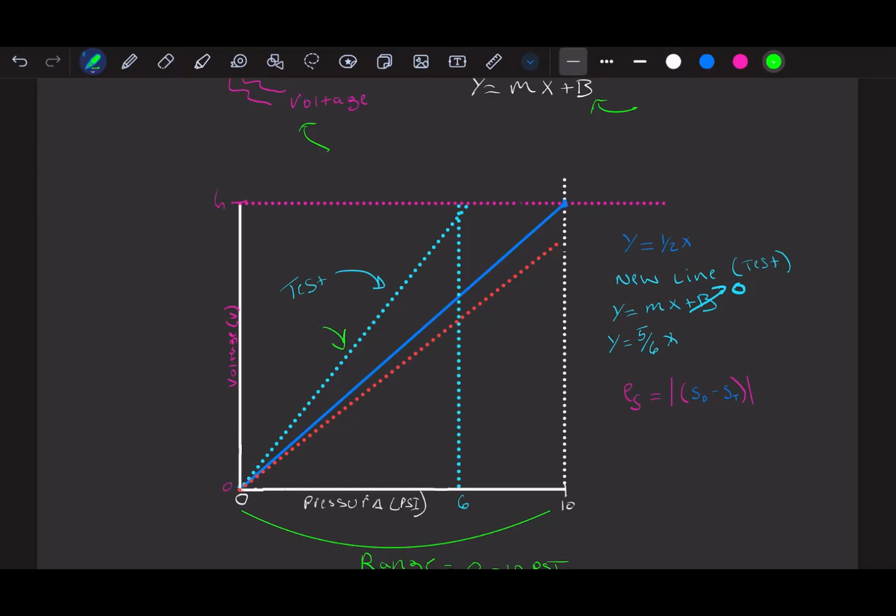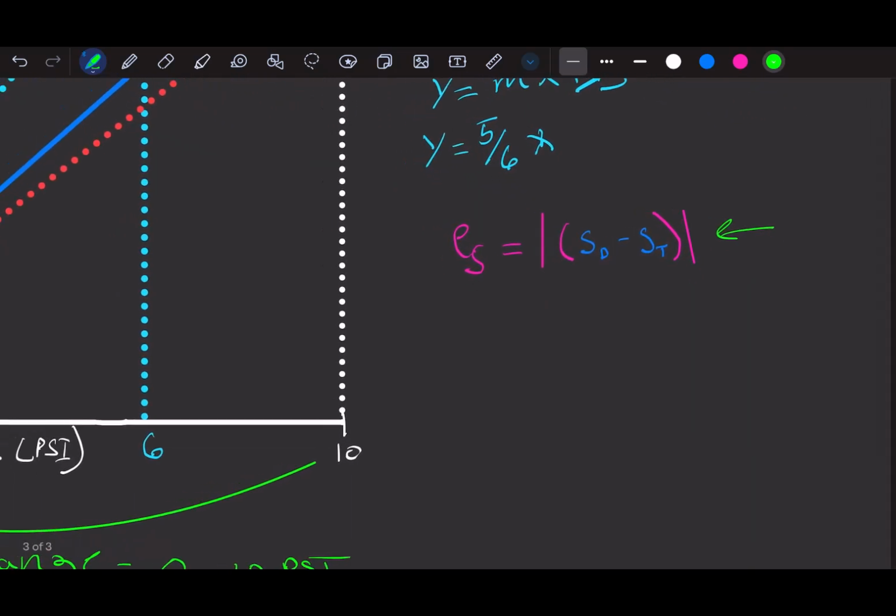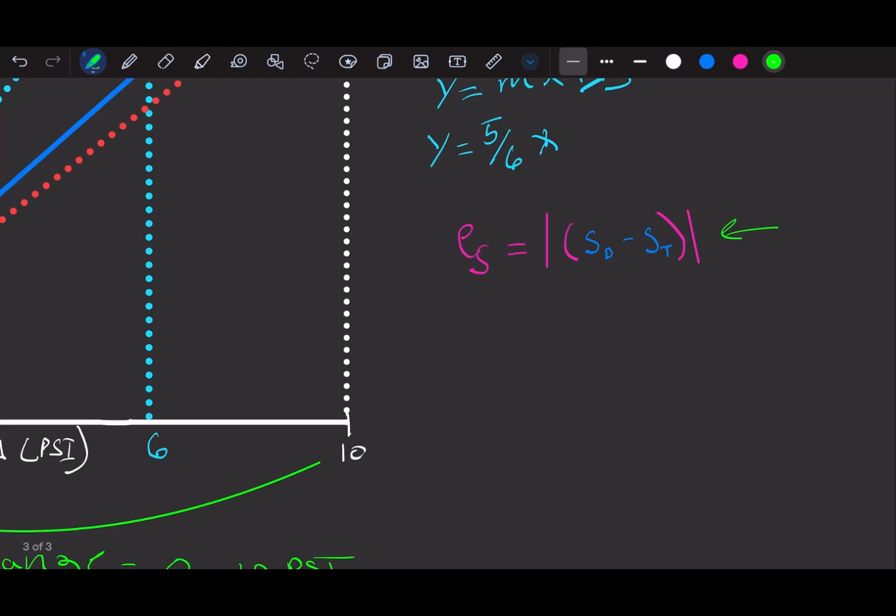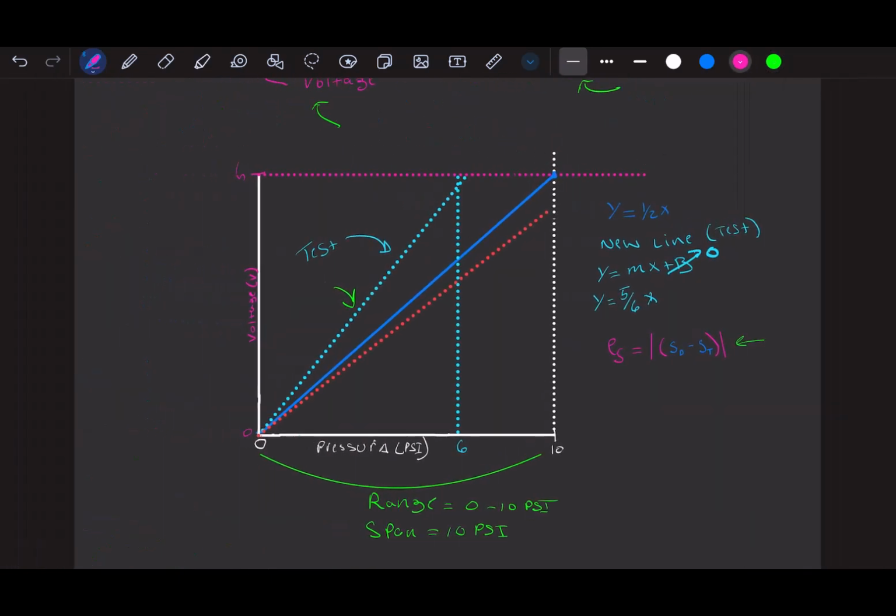All right. Well, this is nice that we can compute this sensitivity error. We would sometimes call this over here an absolute error. And we like to express these errors as usually a percentage of our full-scale output. As a quick reminder, our full-scale output is this value up here. And in this case, that value happens to be 5 volts.